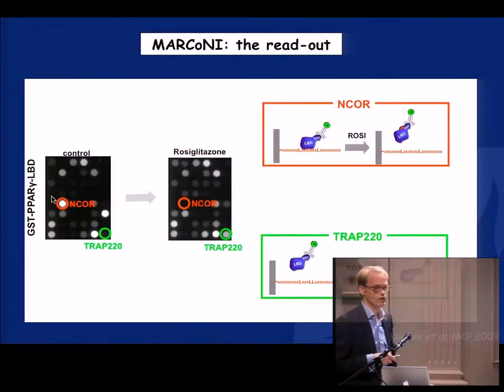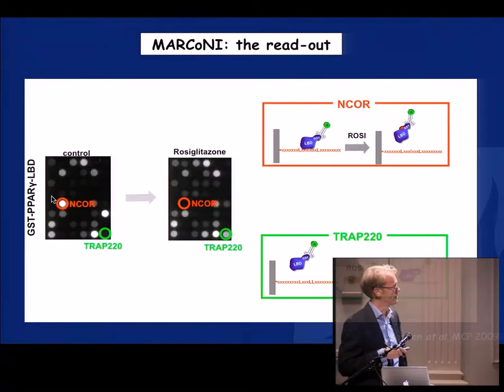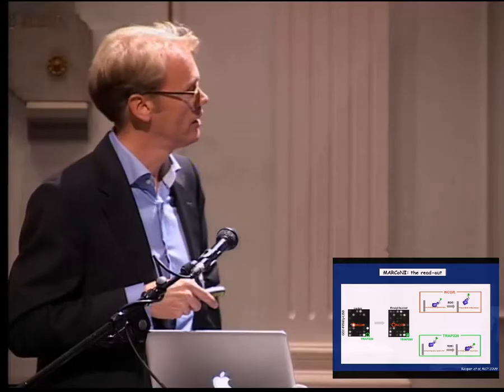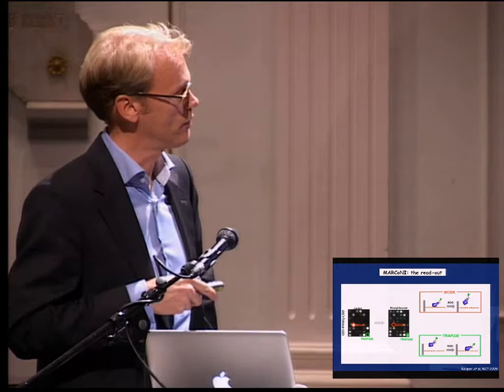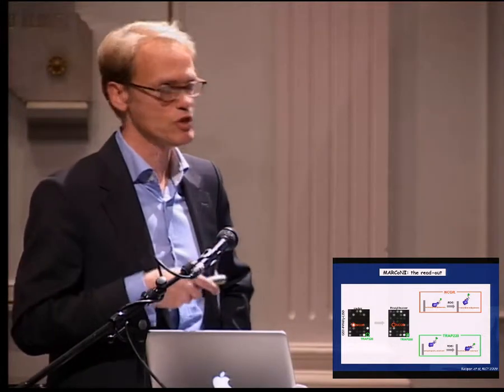And to show you that this is actually true, just two examples. This was the first generation, so this is like 48 or 50 different cofactor peptides. What you see, for example, this is a co-repressor peptide, so it should bind in the absence of ligand.